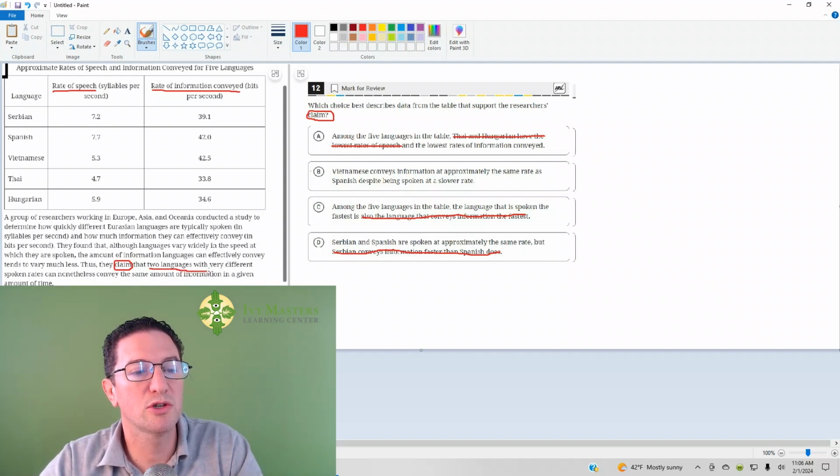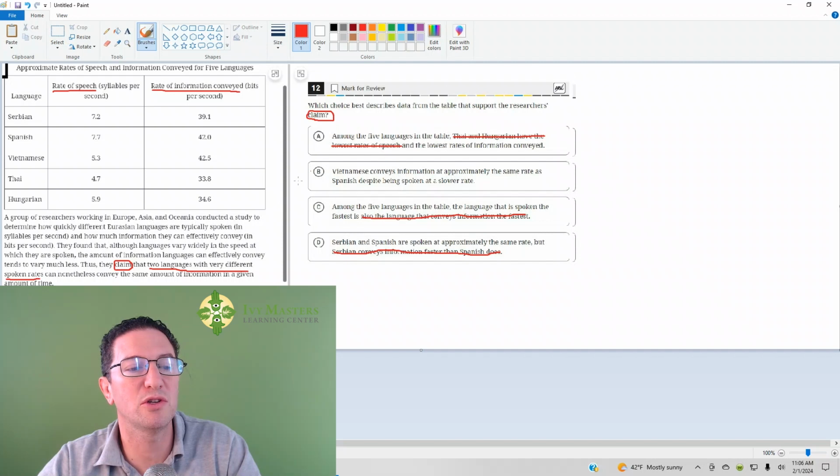2 languages with very different spoken rates. So first off, the correct answer has to have languages for 2 very different spoken rates. So this is saying Thai and Hungarian have the lowest rates of speech and the lowest rates of information. So we need different spoken rates. This is not talking about different spoken rates. That's gone. Answer is B, our correct answer. Being spoken at a slower rate, that's a different rate.